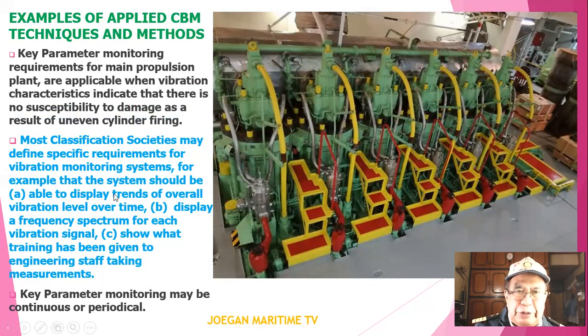For example, the system should be: letter A, able to display trends of overall vibration level over time; letter B, display a frequency spectrum for each vibration signal; letter C, show what training has been given to engineering staff taking measurements. Key parameter monitoring may be continuous or periodical.